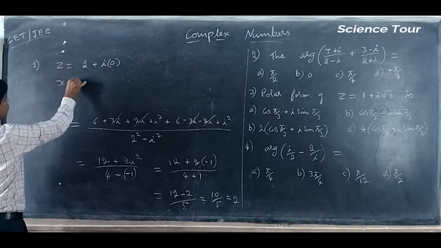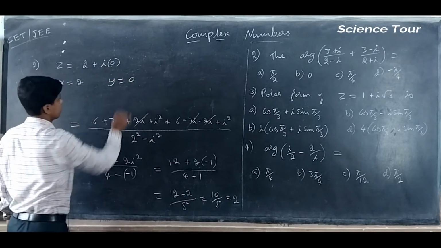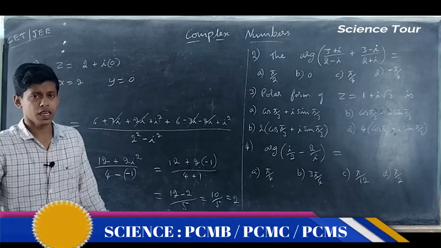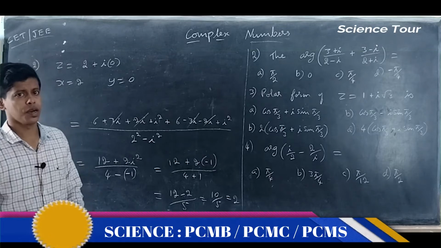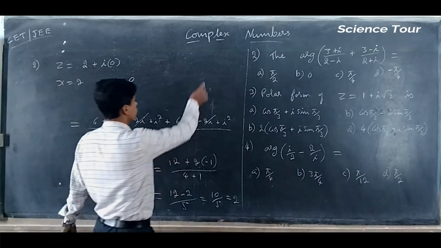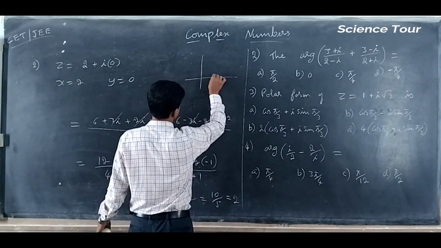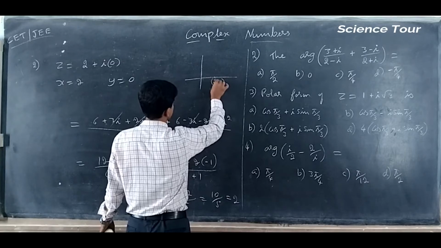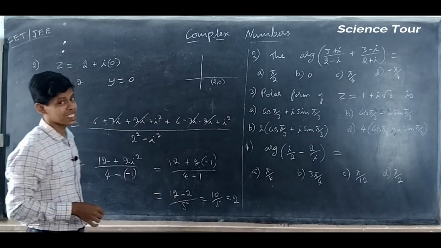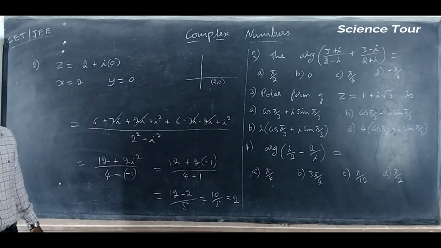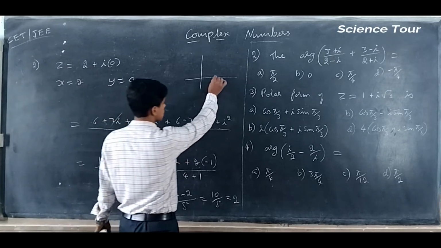So what is the value of x? 2, value of y is 0. You can assume 0 is neither positive nor negative, but x is positive, y is 0. So where is 2 comma 0? So 2 comma 0 is here, so it is on the x-axis, correct? So you can understand the angle now itself. The angle is 0 because the complex number is here itself.